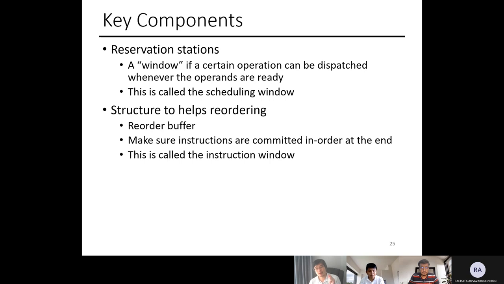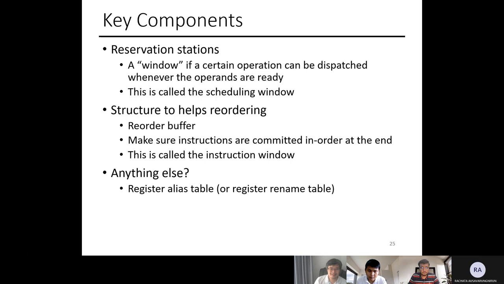Then you add a structure to help with reordering at the end, which can be the reorder buffer, or the future file with the register aliasing table. This is done to make sure that instructions are still committed in order. Dispatch out of order, finish in order. The structure that helps reordering is called the instruction window, so there's a scheduling window and an instruction window. The instruction window maintains the order of things. The scheduling window refers to when you dispatch. Anything else? The RAT, to make sure it can maintain the updated version of your registers.